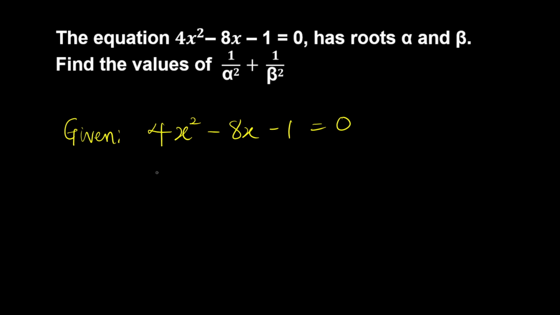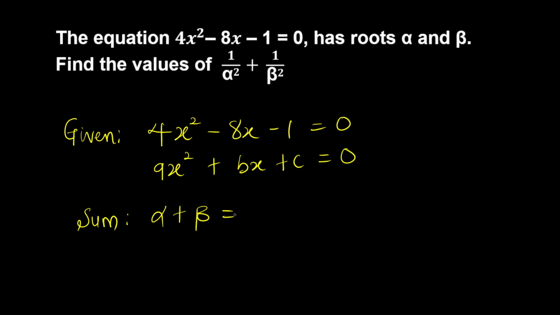Recall that if we model this with the standard equation, which is ax squared plus bx plus c equals 0, we have that our sum of roots, which is the same thing as x1 plus x2 or alpha plus beta, is equal to minus b over a, and this is equal to minus, our b is minus 8, which is the coefficient of x, and our a is 4. So this is the same thing as 2.